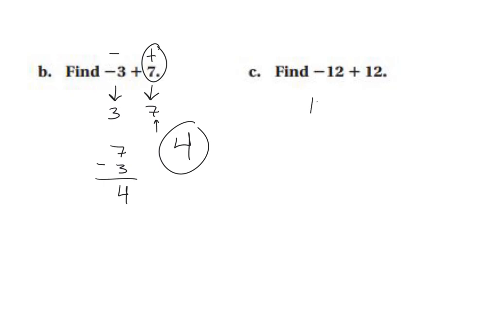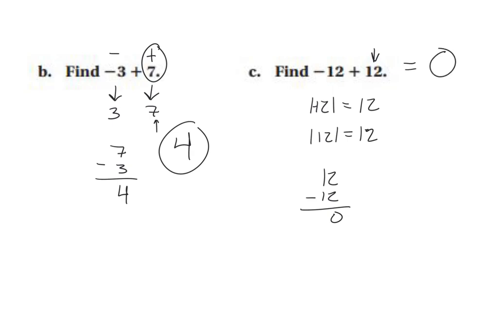Here, both of these have the exact same absolute value, right? Negative 12 goes to 12, 12 goes to 12. So it doesn't matter what order I do it in. 12 minus 12 is 0. These are okay, right? 12 is the additive inverse of negative 12. So it makes sense that this answer is 0.